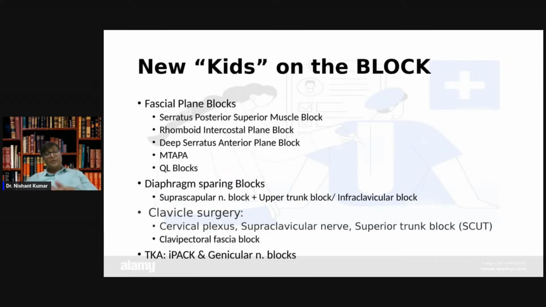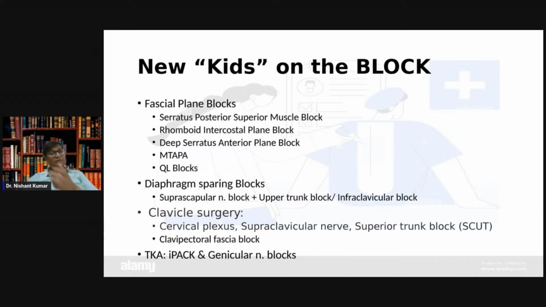So with that, we have new kids on the block, fascial plane blocks, that is serratus posterior superior muscle block, rhomboid intercostal plane block, and deep serratus anterior plane block for mastectomies and chest wall surgeries, MTAPA for anterior chest wall surgeries, quadratus lumborum blocks for your upper and lower abdominal surgeries.